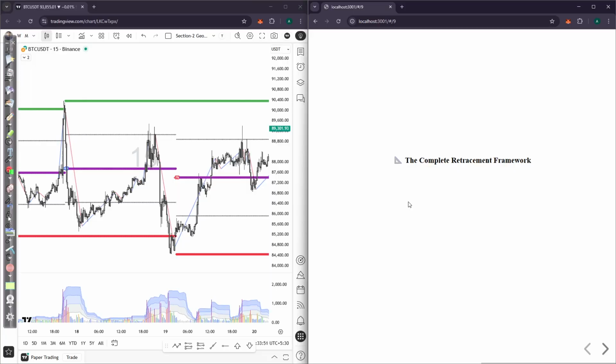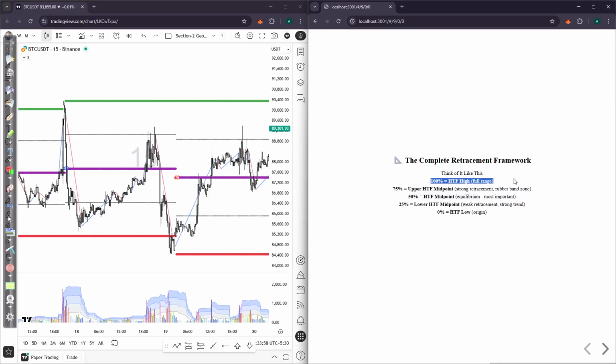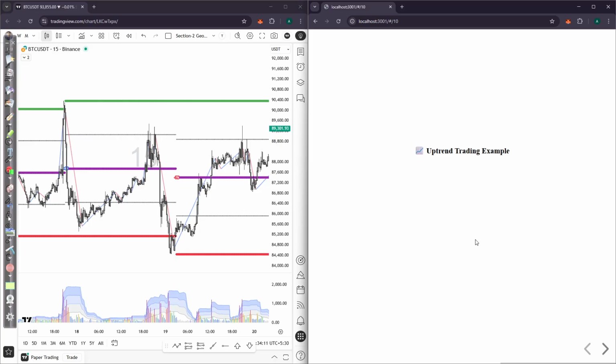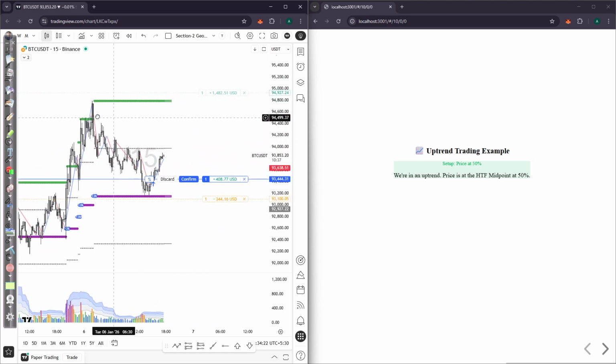So the complete retracement framework is this: 100% full range, 75% upper midpoint, 50% midpoint, 25% lower midpoint, and 0% HTF low. And we talked about this. So the uptrend example is setting up price at 50%. We are in uptrend, price is at the HTF midpoint, and you can see this is happening live, guys, so that you can understand it better.